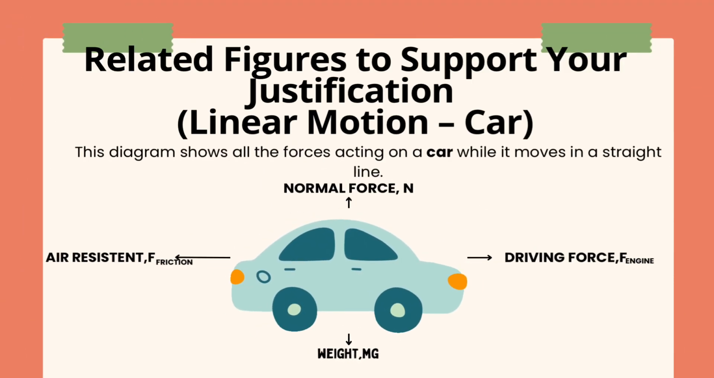Okay, let's move on to the related figures to support our justification. Linear motion of a car. This figure shows all the forces acting on a car as it moves in a straight line. At the top, we have a normal force, which is an upward force from the ground. At the bottom, we have the weight mg of the car acting downward due to gravity. On the right side, the arrow represents the driving force F_engine, produced by the engine, which pushes the car to move forward. On the left side, we have the air resistance and frictional force which oppose the car's motion. The interaction between these forces determines whether the car speeds up, slows down, or moves at constant velocity.